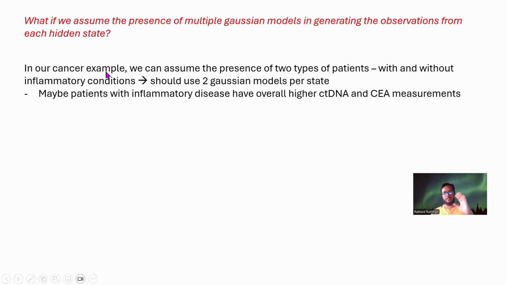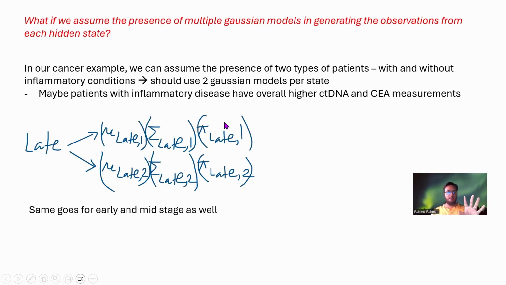So let's take our cancer example case where we have the 3 stages. We can assume that there are 2 types of patients coming in our healthcare: one with and one without inflammatory conditions. So maybe patients who come with inflammatory diseases have overall higher ctDNA and CEA measurements compared to those who don't have such inflammatory conditions. So even in case of early stage cancer, for such inflammatory diseases, maybe the ctDNA and CEA levels are comparatively higher. So obviously, we can imagine that the observations are coming from 2 different models. That means they should form 2 different clusters. So we should use 2 different Gaussian models per state here.